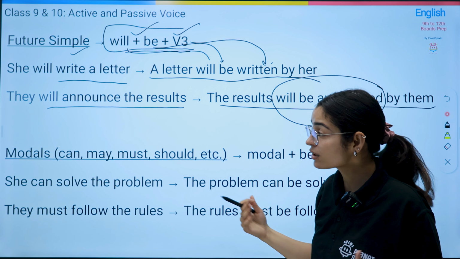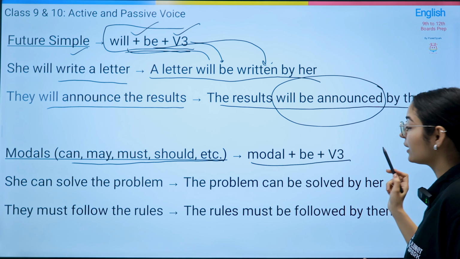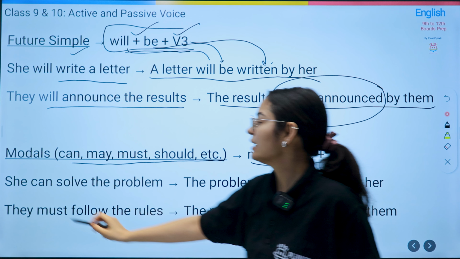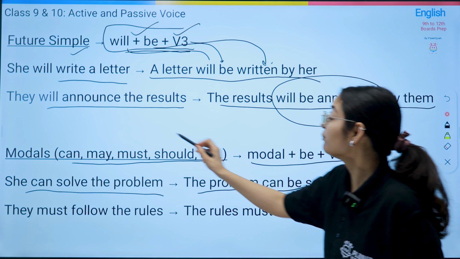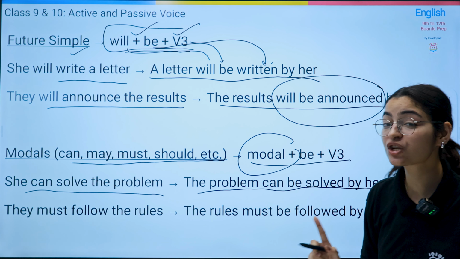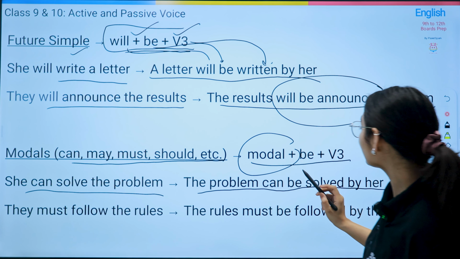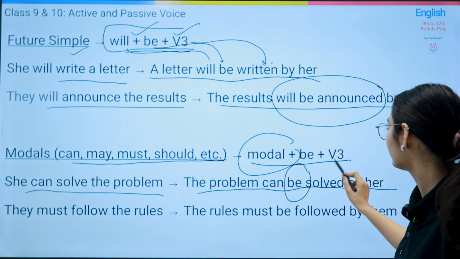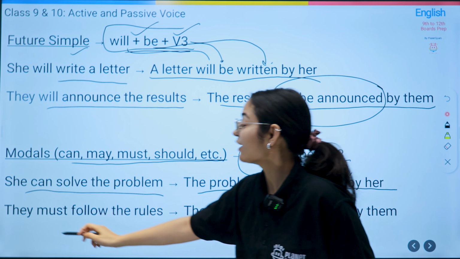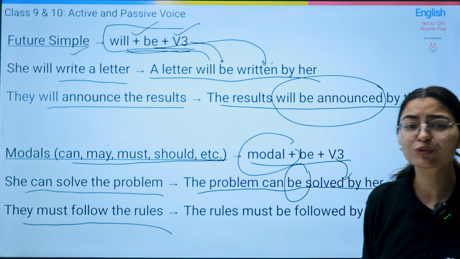Now for modals as well, for example, can, may, must, should, right? The structure here is modal plus be plus the third form of verb. For example, she can solve the problem. Now if I have to change it into passive voice, I'll say the problem can be solved by her. The modal remains the same. You'll not change the modal ever. The only thing that you'll do is add the helping verb be and change the verb to the third form, right?